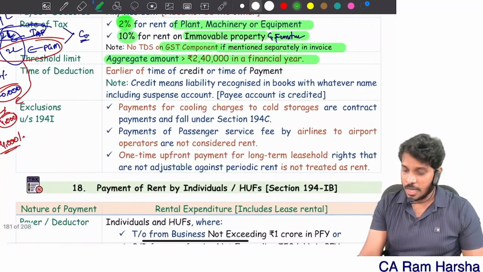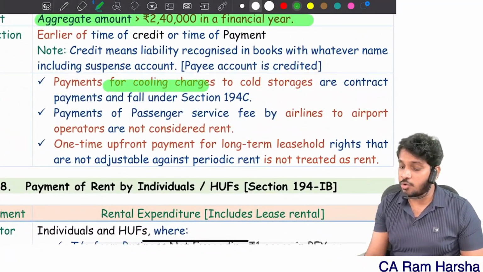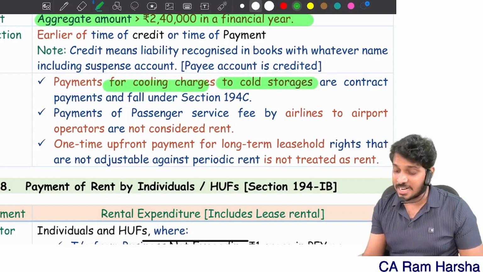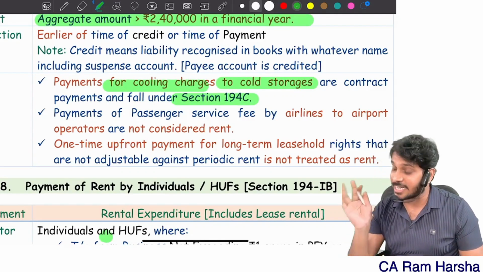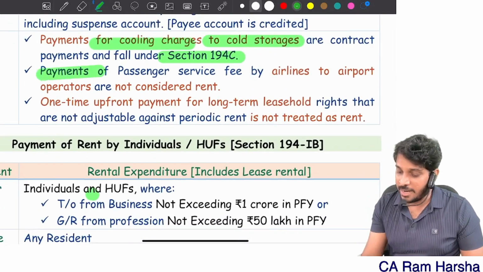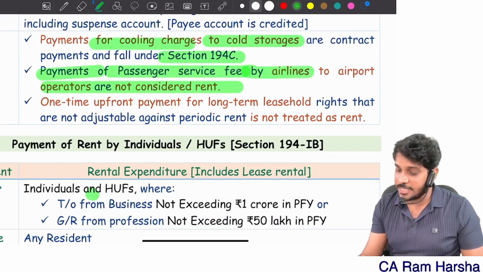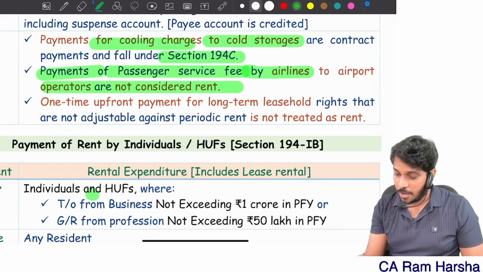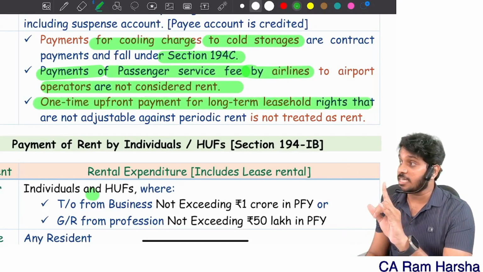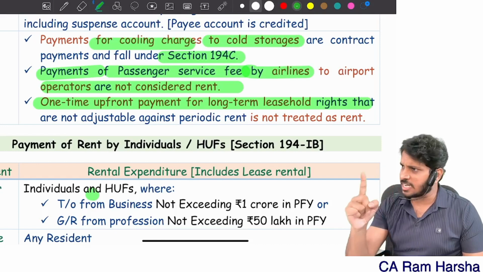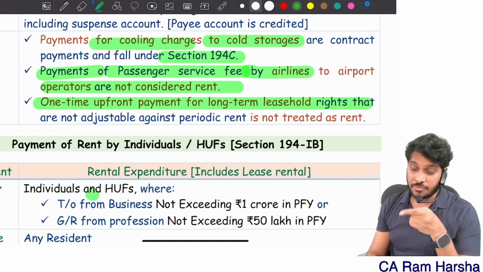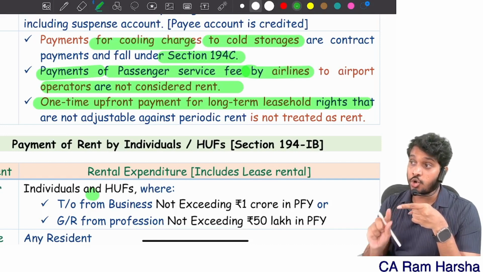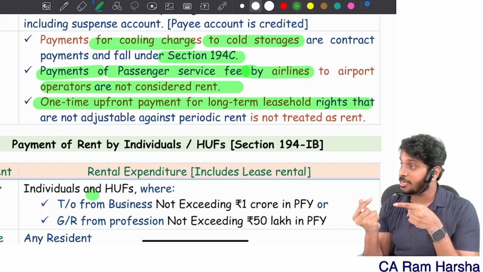Correct? Now, sometimes farmers will be paying cooling charges to cold storages. That comes under work contract, so 194C will apply. That is not treated as rent. Yes or no? Payment of passenger fee by an airline is not considered as rent. One-time payment for a long-term lease: I took an asset on lease, one time, single payment only. That is not covered under 194I. Are you clear?